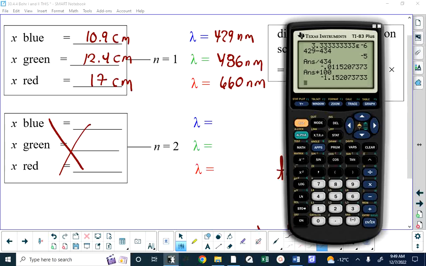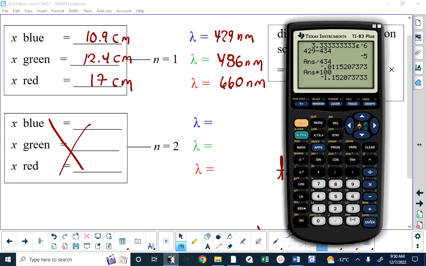Can you tell me what the green wavelength should be? 486. Bang on, 486, 0% error. Now, we do have to chalk that up to precision and good reading of the data. There's got to be some error here, so there's positive and negative error canceled out. But that doesn't take away the fact that the data was collected beautifully.